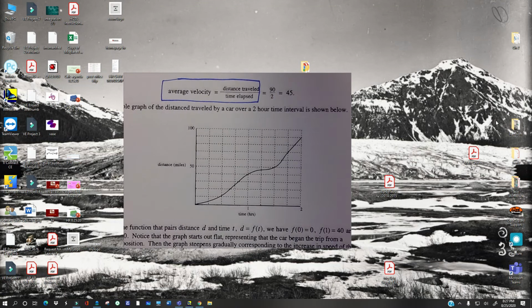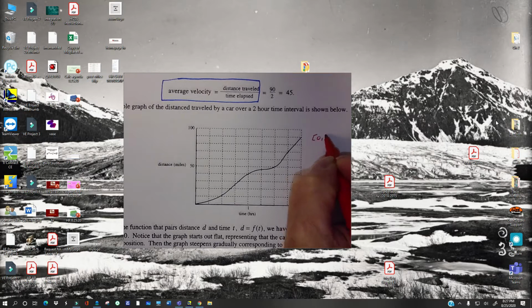This was a 2-hour car trip, and initially they said, well, let's compute the average velocity over the entire interval. So a secant line is going to connect the endpoints of an interval. So if my interval goes from 0 to 2, that's the entire trip, 2 hours, okay?